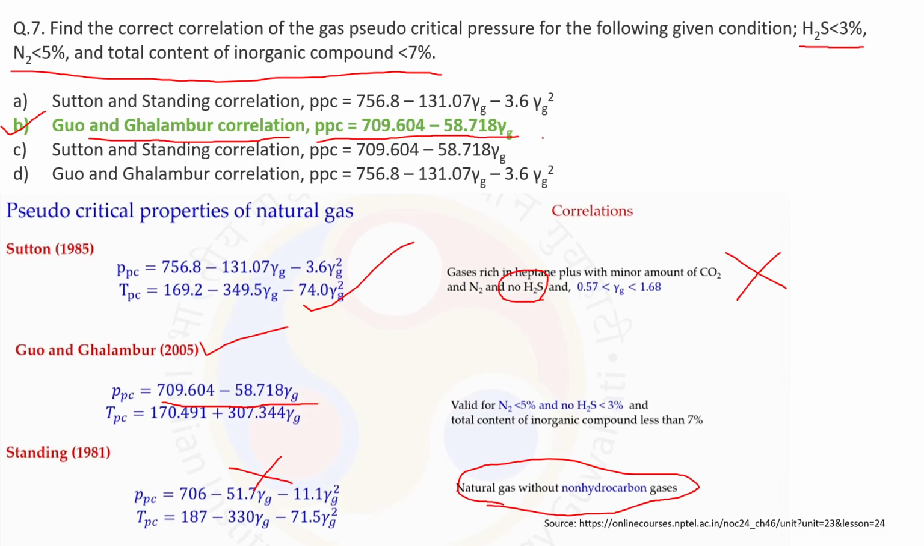So for solving this question, we have to remember all the correlations that are used for finding out different values for natural gas, and also how one correlation is different from the other according to their validation and the assumptions that they have taken.